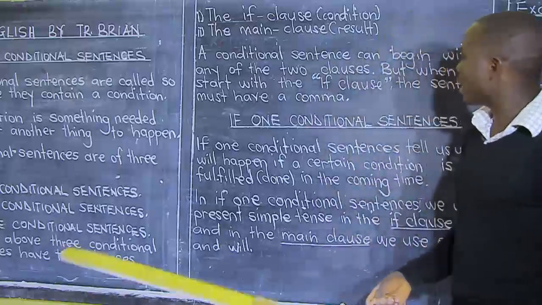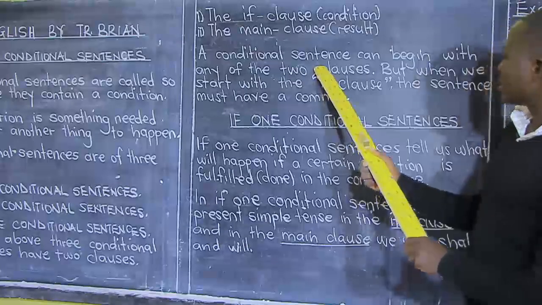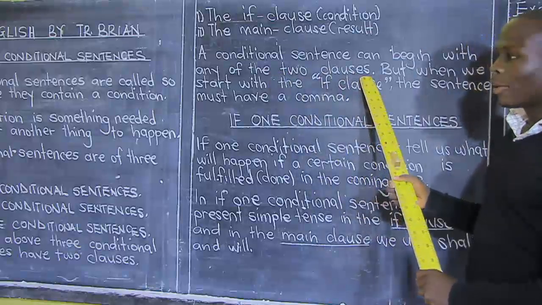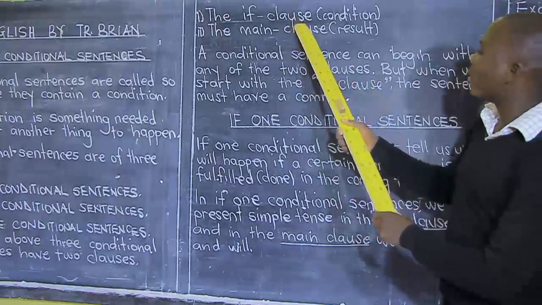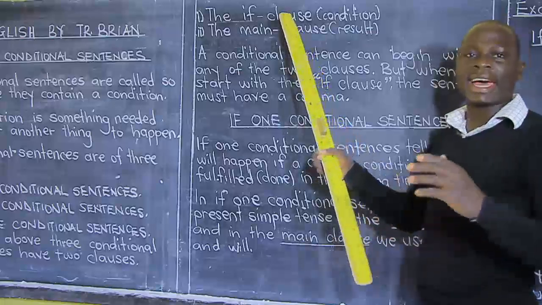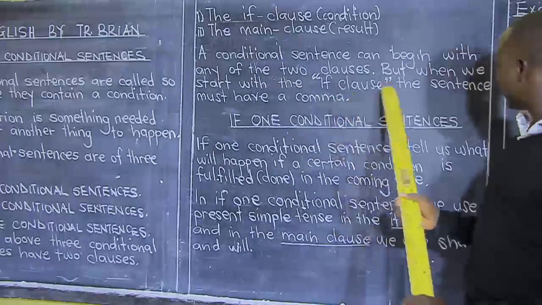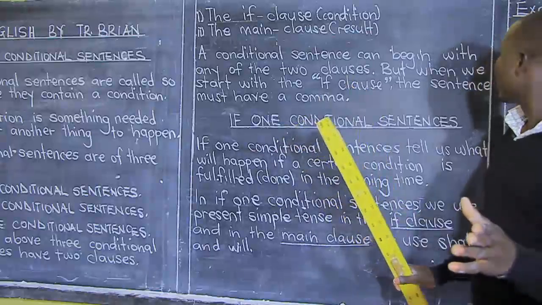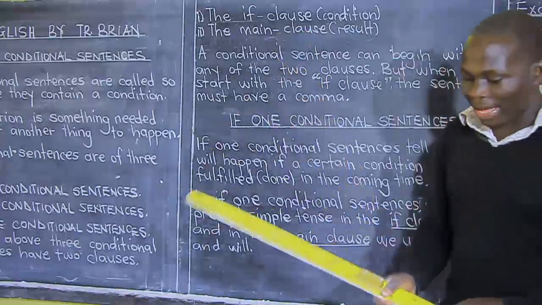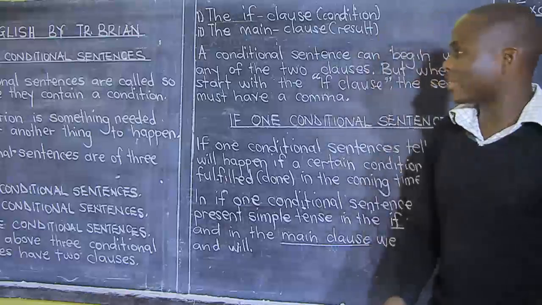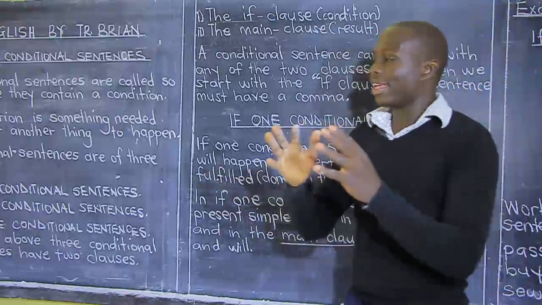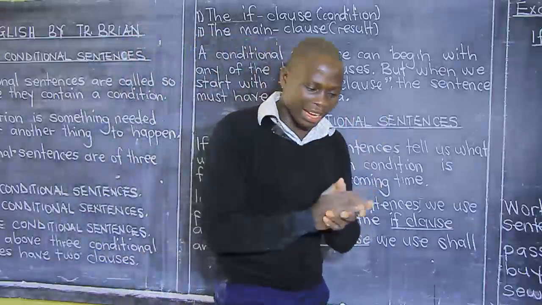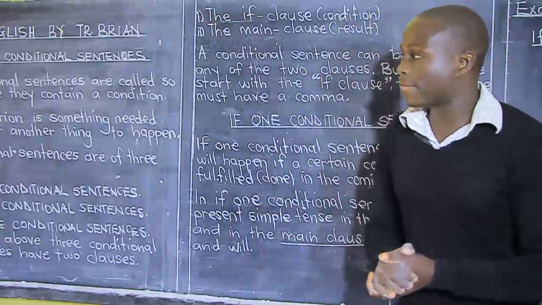Let's look at here. A conditional sentence can begin with any of the 2 clauses. What do we mean here? It can begin with either the main clause or the if clause. But when we start with the if clause, the sentence must have a comma. We shall look at that when we start looking at each of the conditional sentences. Now, allow me to move to if one.